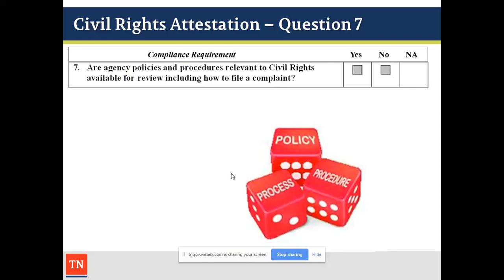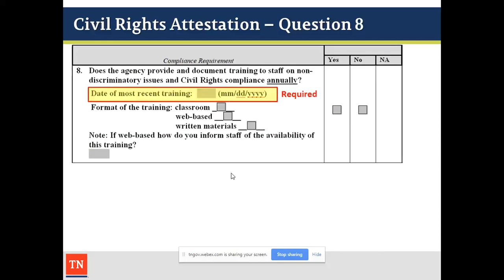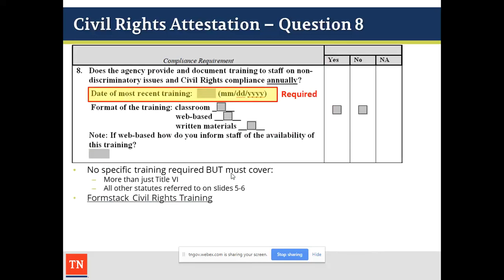The seventh question is asking if your policies and procedures that are relevant to civil rights, are they available for review? And do they include how to file a complaint? Question 8 is asking, does the agency provide civil rights compliance training annually to all staff? And so do notice that we must have the date of the most recent training, and we ask about the format of the training.